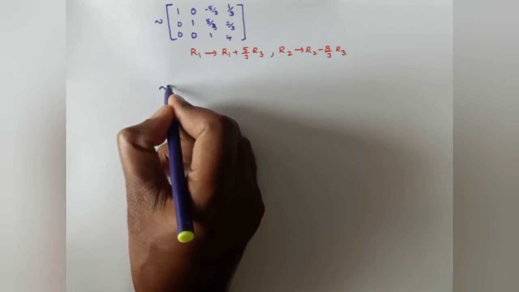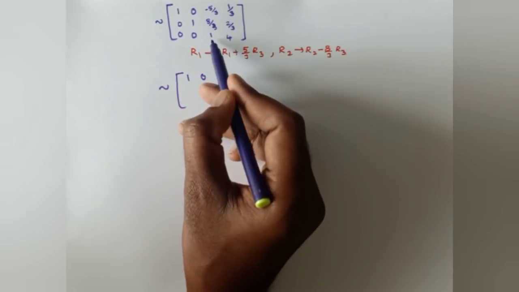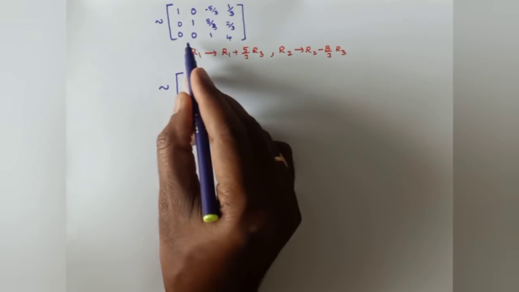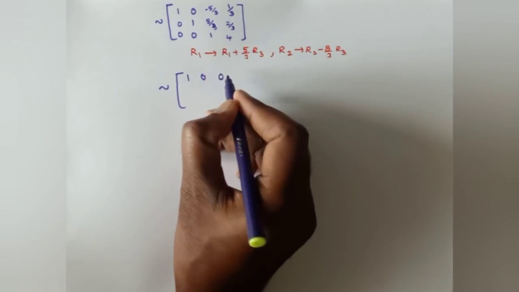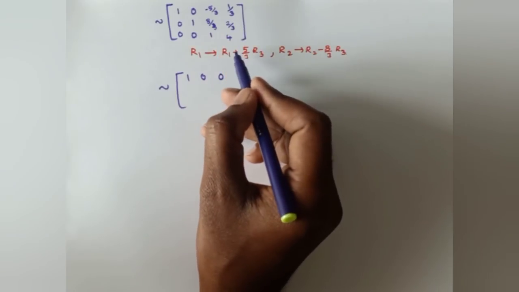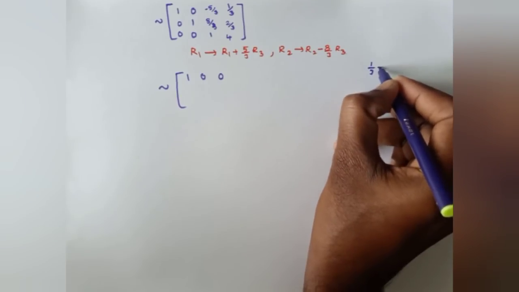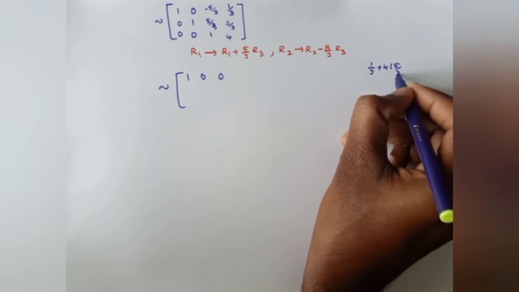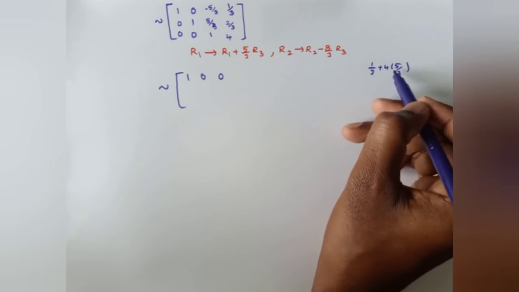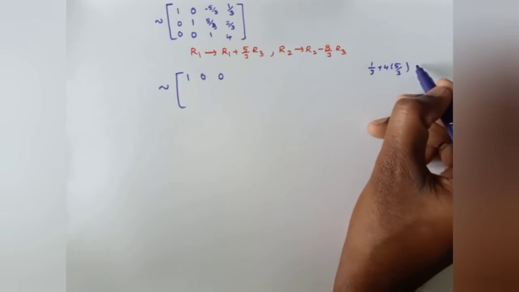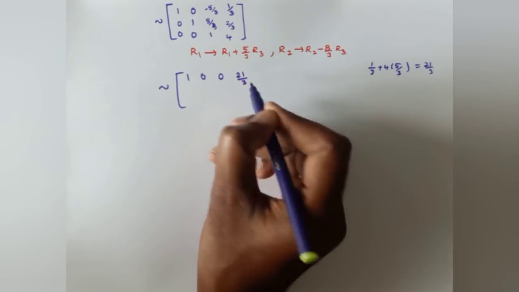Now the resultant is equivalent to, so it is 1, 0 minus 5 by 3 plus 5 by 3, right? Since we are multiplying this row 3 with 5 by 3. So minus 5 by 3 plus 5 by 3 is 0. And in the same way 1 by 3, and this is 4 into 5 by 3. That becomes 1 by 3 plus 4 into 5 by 3. Now 4 into 5, 20 plus 1, so 21 by 3. So this element is 21 by 3.